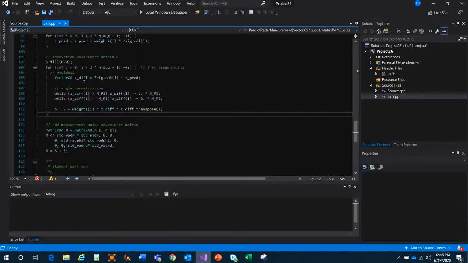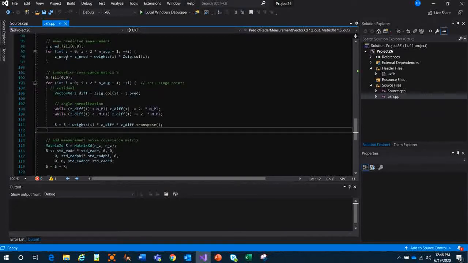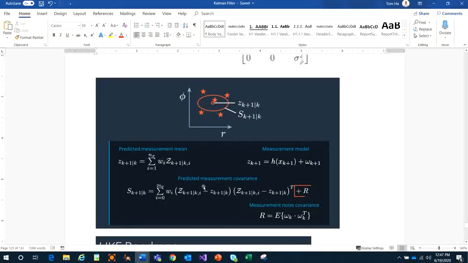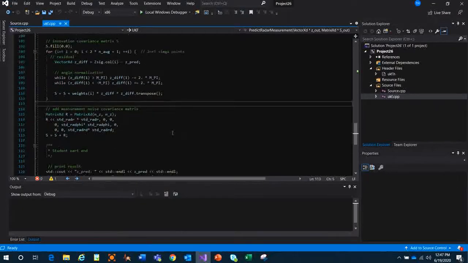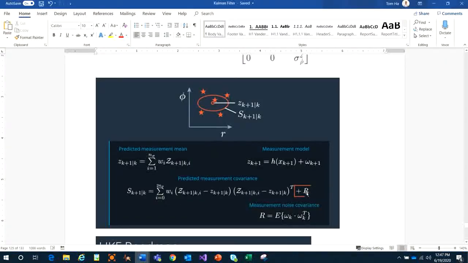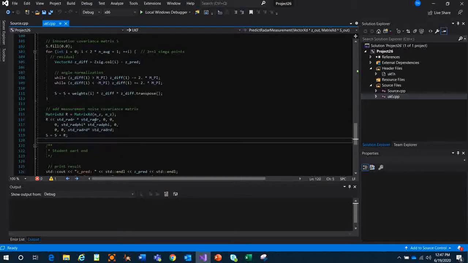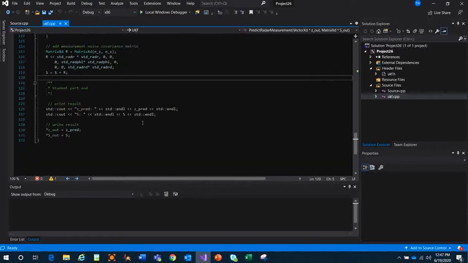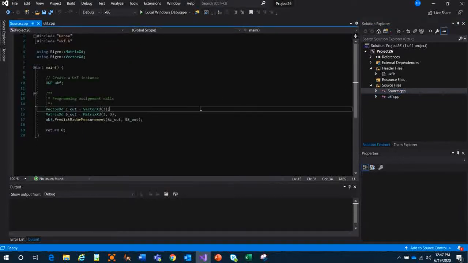So that's the reason we use the formula right here. We put in the weights, the same way we created a lot of times before. This is the formula to calculate the predicted mean and predicted covariance matrix. You see, we calculate the covariance matrix S right here, but you remember in the covariance matrix, we add the noise of the measurement. So the measurement noise matrix is 3 by 3 with sigma rho, sigma phi, and sigma rho dot on the diagonal. And after that, you plug it together. That's all like the formula we created, and after that, we print it out. And right here, that's what we call PredictRadarMeasurement of the UKF.